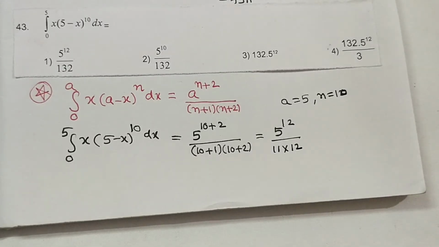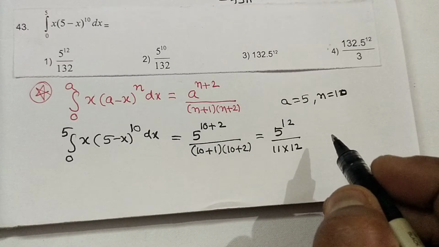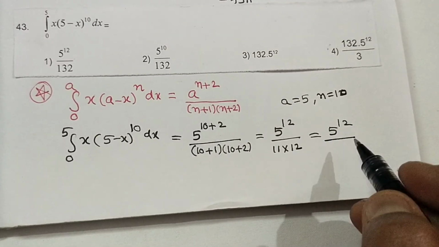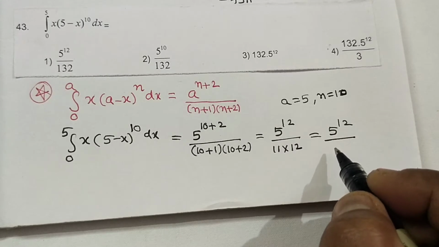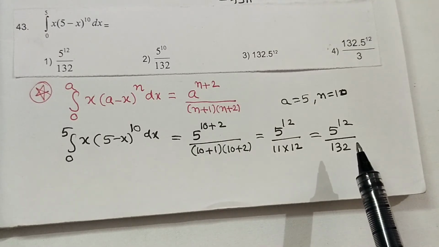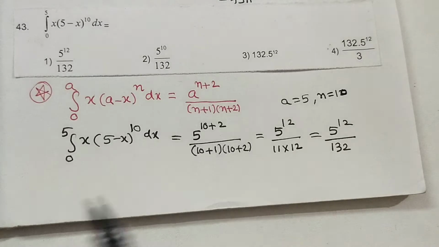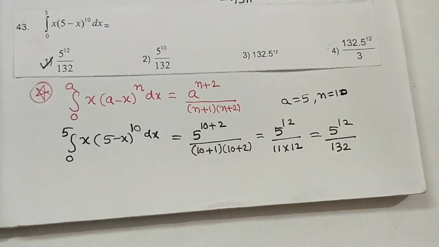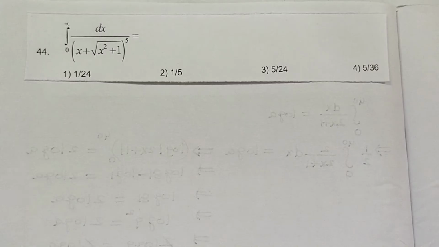11 into 12. So 5 power 12 divided by 132, which is there in the third option. 5 power 12 by 132 is the first option. We'll move to the next question.